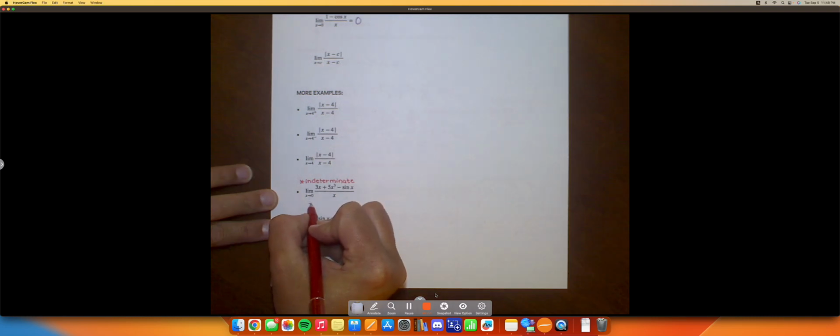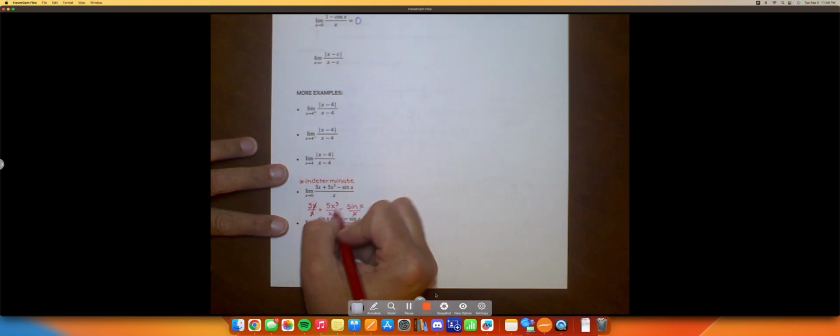So I'm going to have like 3x over x plus 5x cubed over x. Whoops, that's a minus. So minus sine x over x. Okay, and what can happen here and here is, here for example, these x's go away, and then here x cubed over x, one of those x's is going to cancel, so I'll have an x squared, and that'll cancel with this x. This one I can't get anything to cancel, but I know this limit from up above, okay?